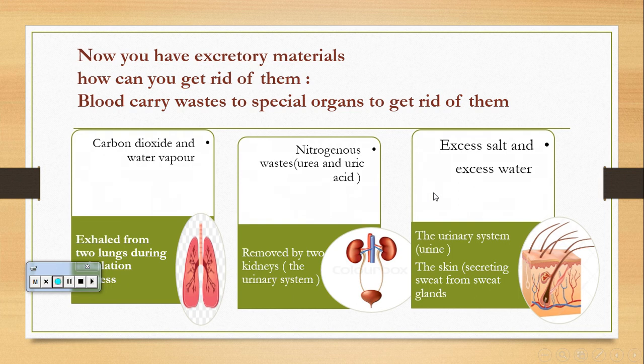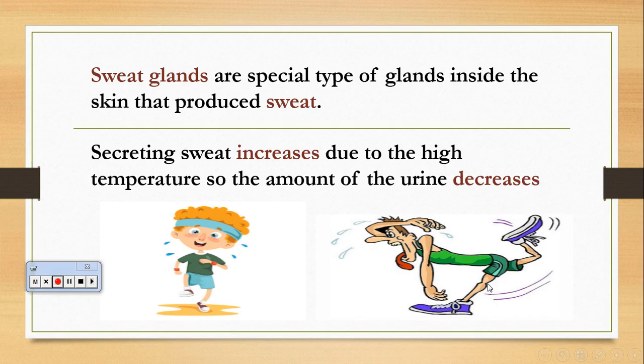Excess salt and excess water: your body gets rid of them in two ways. One of them is through the urinary system in the form of urine. The other is the skin. When we are in the summer, you feel hot. If you put your hand on your head, you will find water with a salty taste. Why? The skin gets rid of excess salt and excess water in the form of sweat. Sweat comes from sweat glands. What are sweat glands? They are special glands inside your skin that produce sweat.